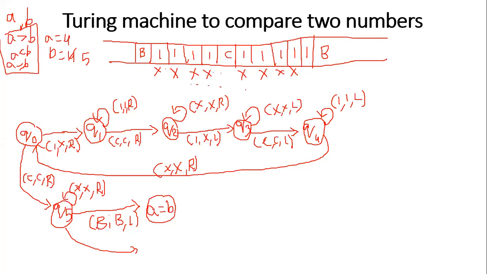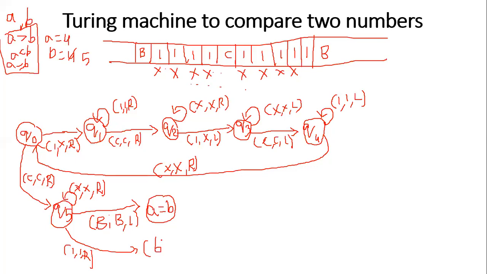What should be the symbol after X? Okay, it is 1. After the number of X, if the next symbol is a blank, you can say that both are the same. If it is not a blank, if it is a 1, which means the second part is yet to finish, which means B is greater than A.